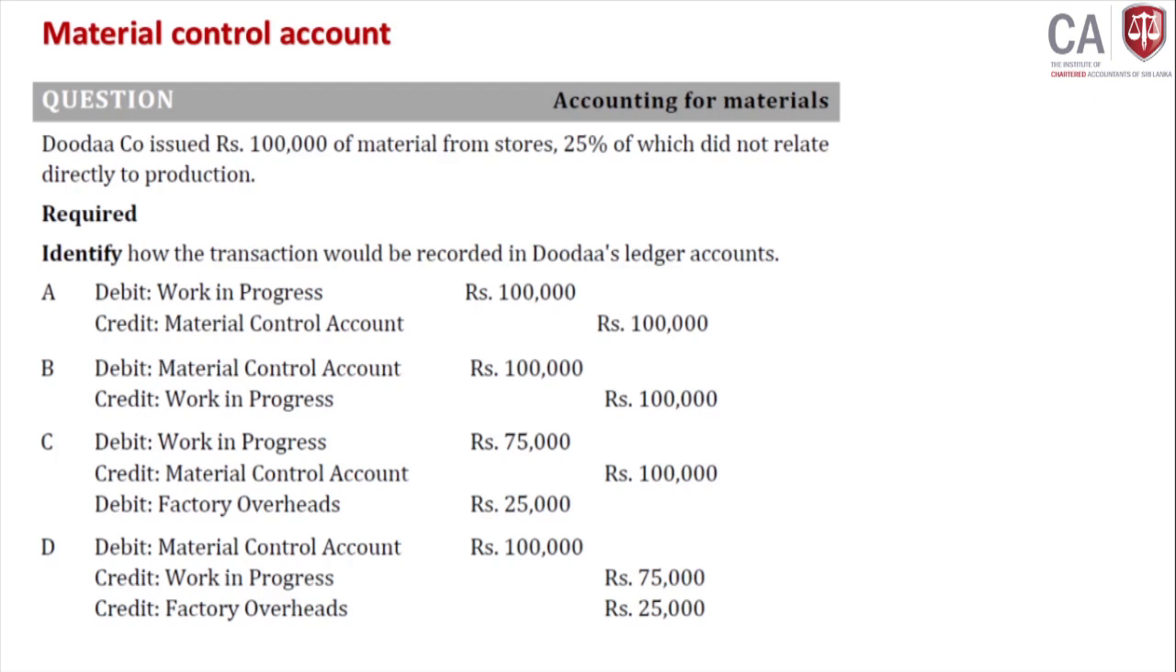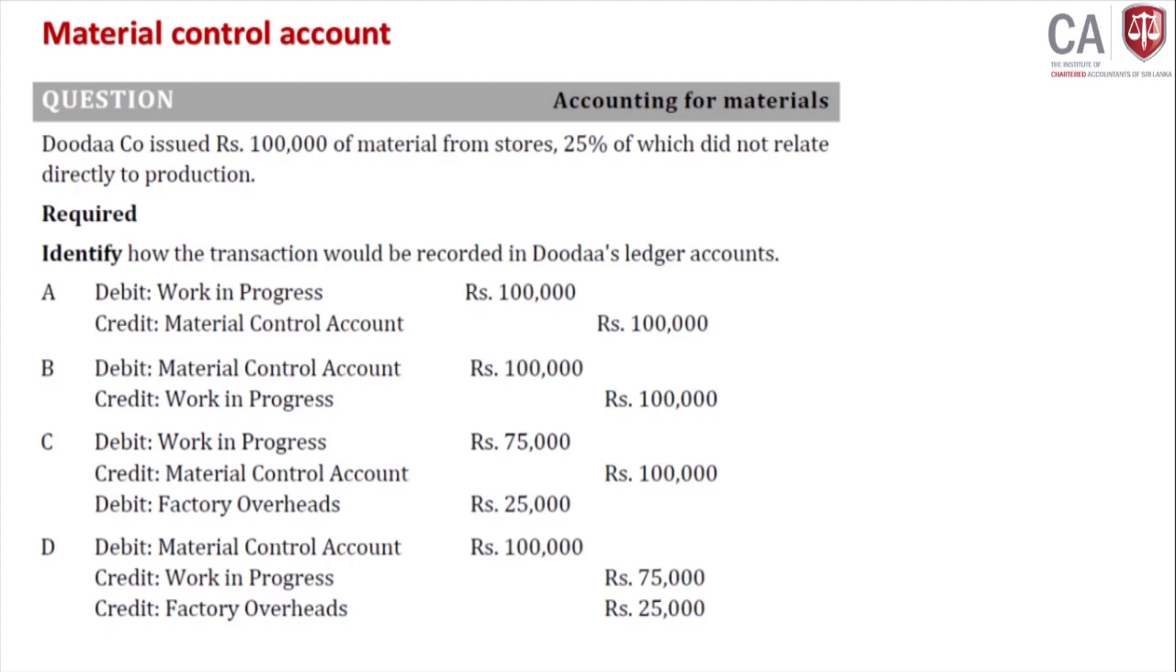Next one, material control account. There is a question. These are the questions that the examiner can test. The company issues rupees 100,000 of material from stores, 25% of which did not relate to production. 100,000 you have issued, 75 for production, 25 for not relating to production, which means consumable. 25,000 consumables, 75,000 relating to production.